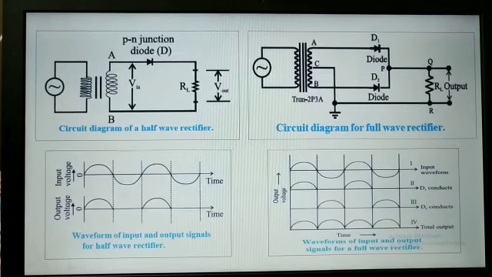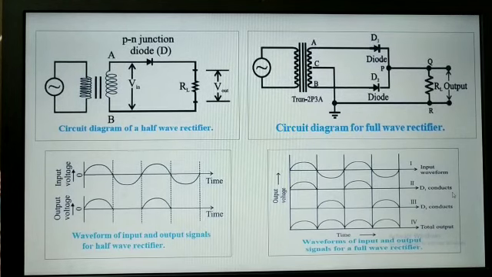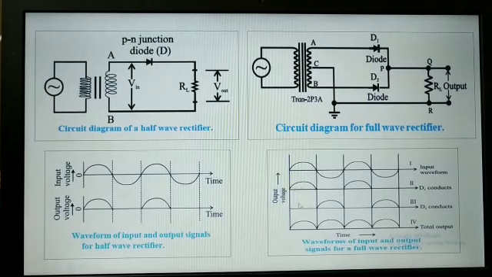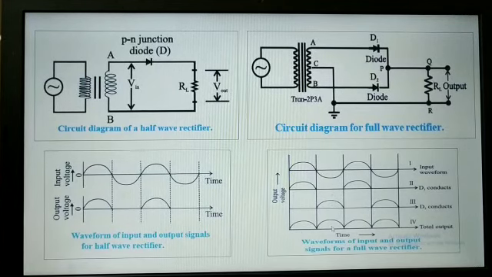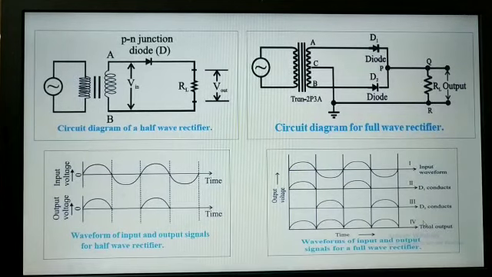So basically, in the full wave rectifier, we will get output for both. For the positive cycle, D1 conducts, for the negative cycle, D2 conducts. So if we join these two outputs, we will get something like this. We will get our total output for both the cycles, positive and negative as well. Okay, so in this way, the operation happens across full wave and half wave rectifier.